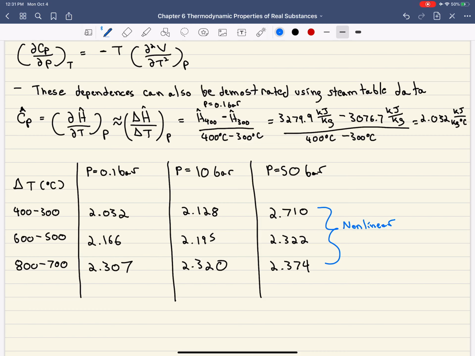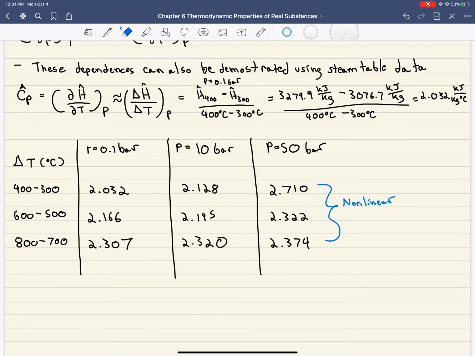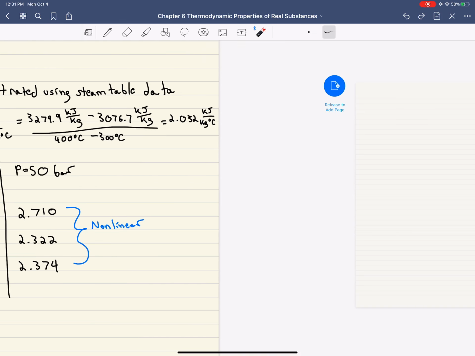Okay? All right, and so I went through this exercise because I wanted to demonstrate to you that it's clear that our constant pressure heat capacity is affected by changes in pressure, right? And so with an ideal gas, we wouldn't expect to see this. But when we take real data from the steam tables, we do see this effect in play. Okay? All right?